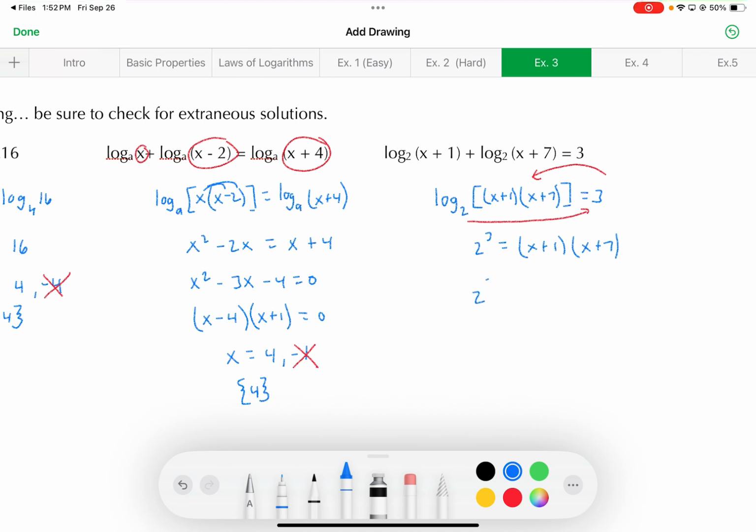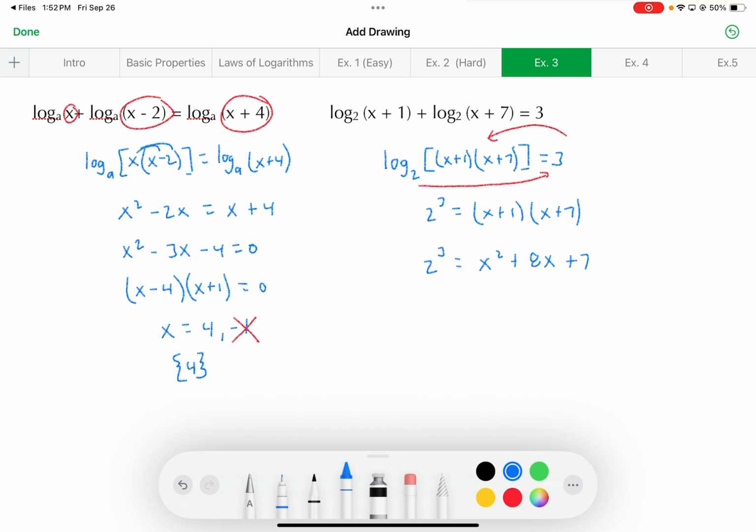So I'm going to say 2 to the third power equals x plus 1 times x plus 7. I'm going to actually multiply that out. I'll make that x squared plus 8x plus 7. Not that you have to, but I personally like everything being on the left side. So this is going to ultimately give me x squared plus 8x minus 1 equals 0. You're going to try to factor that at this point. It is not going to factor, though.